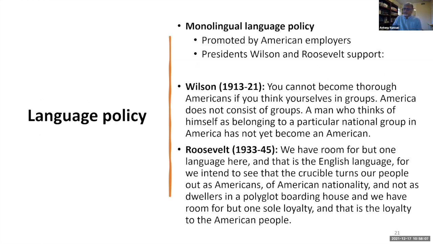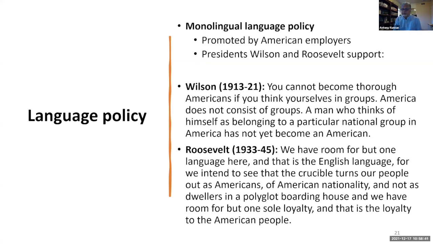But the language policy of America was stoutly monolingual, at least wanted to be. American employers promoted monolingualism, and Presidents Wilson and Roosevelt supported them too. Wilson, during his presidency, 1913 to 21, said, "You cannot become thorough Americans if you think yourselves in groups. America does not consist of groups. A man who thinks of himself as belonging to a particular national group in America has not yet become American."